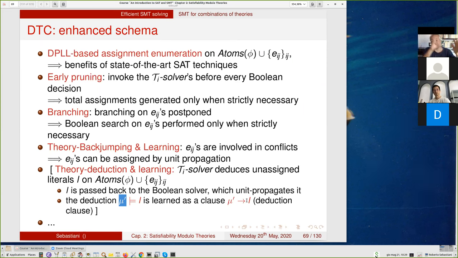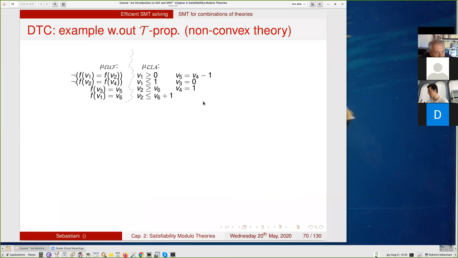So you don't repeat the same deduction through different branches. So the same deduction is done only once in different branches. That's one of the key points. Okay, let's make some example.